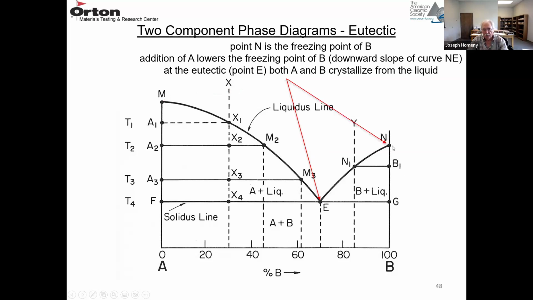And then this point N is the freezing point for B or the melting point for B. And as we add A in this direction here, we follow this liquidus line. It's a downward slope. So additions of A to B lower the freezing point. And again, at the eutectic, it's unique. Both A and B crystallize from the liquid. So the liquid completely disappears, and you have two crystalline phases, A and B.